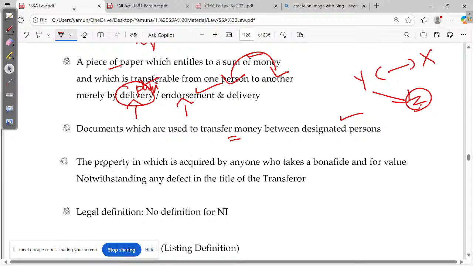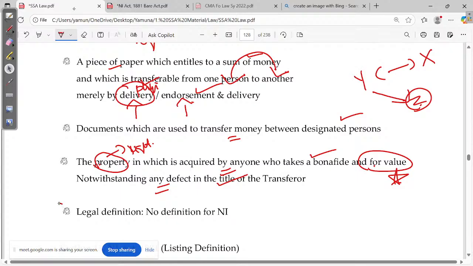The property, what do you mean by property? The right, the ownership. The right is acquired by anyone who takes it bona fide and for value. And for value, please highlight it. There should be some transaction that happened. Notwithstanding any defect in the title of the transferor. There should not be any defect in the deed.